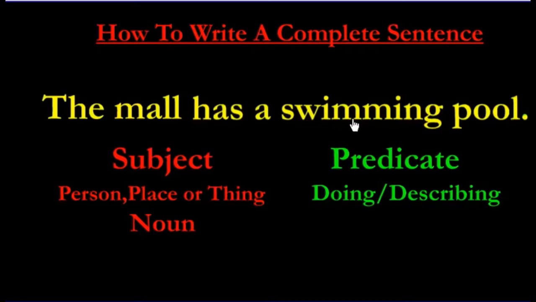The mall has a swimming pool. Do I have a subject here? Do I have a person? No. Do I have a place? Yes, I do. It's the mall. That's my subject. "Has a swimming pool" is the description. I'm telling you that the mall has a swimming pool. It's the predicate.